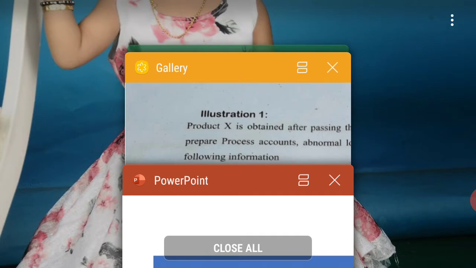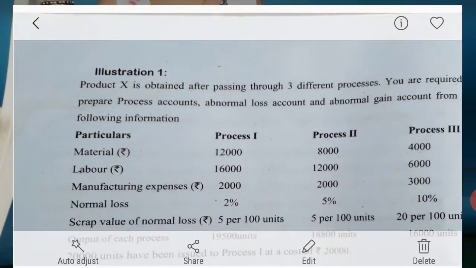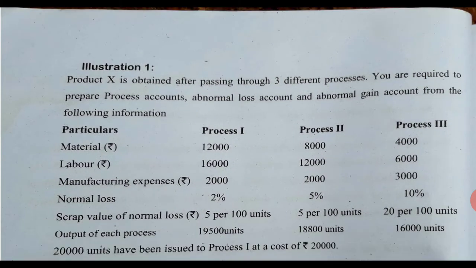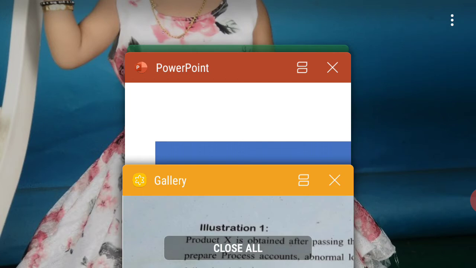Let's move to the question again. I will show the question again. See, this is our question. Process 1 is over. So now let's move to the other part of this illustration. Once again you have to confirm whether this process 1 account is over or not. Clear? Let's move to the solution.